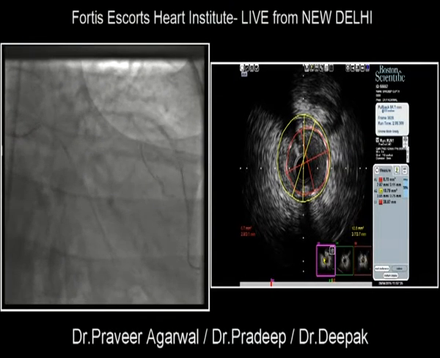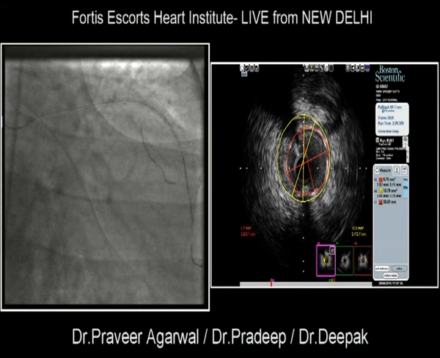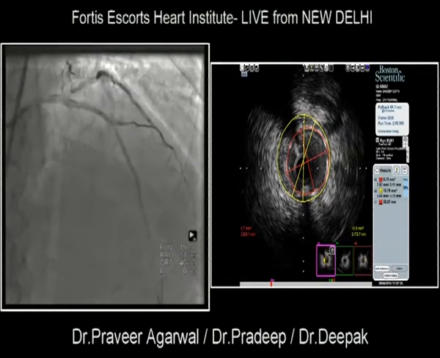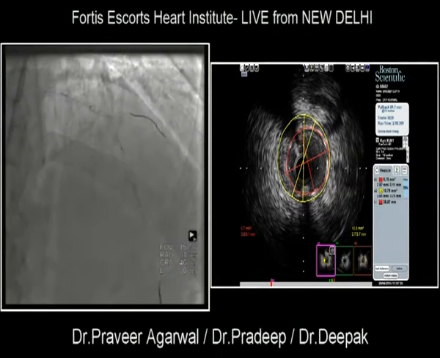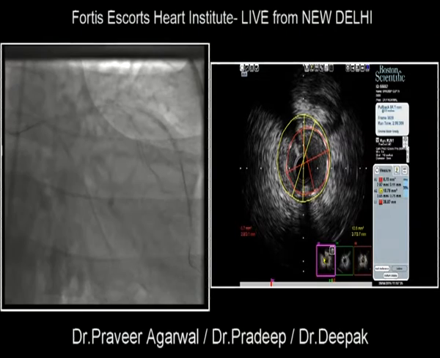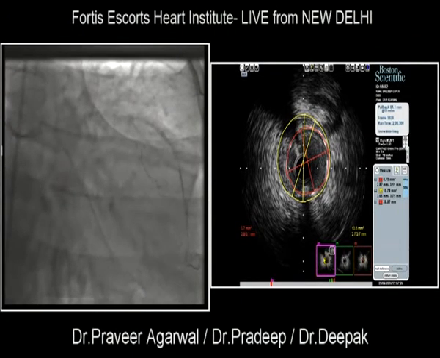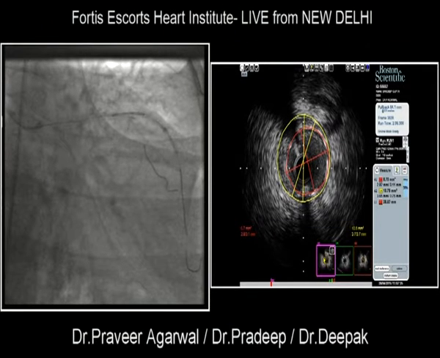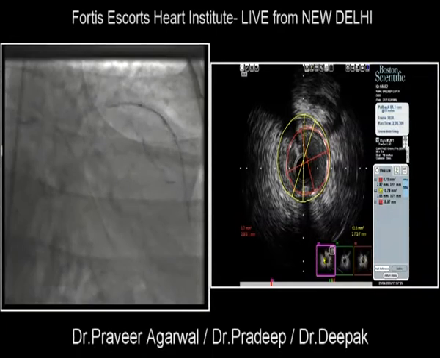Try to bring the guiding more deep into the... In the end, you have a stent in the left main, so you can also push the guiding deeper and see whether you can torque it a bit into the ostium of the LAD. I'll try that. Deep seating. You see the left main here has got a slight up curve.